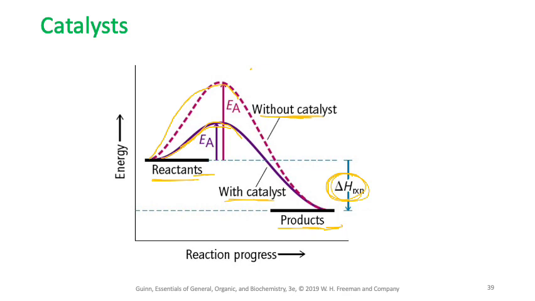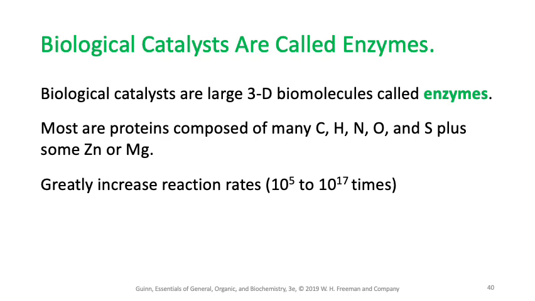If we get any graph with lower and higher activation energy, you can easily predict which one should be the energy graph with a catalyst. And how would you know that? The energy diagram that has a smaller activation energy, that graph belongs to a catalyst.